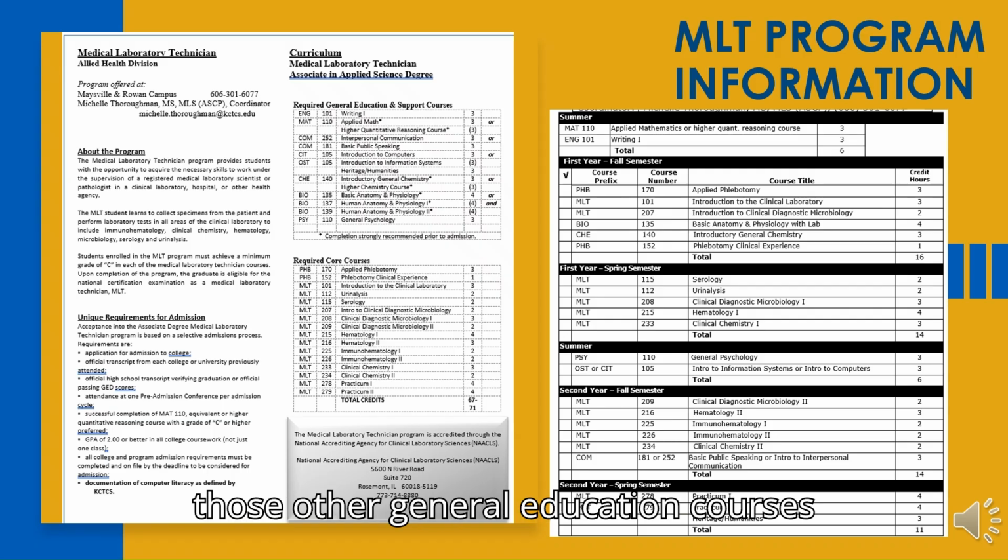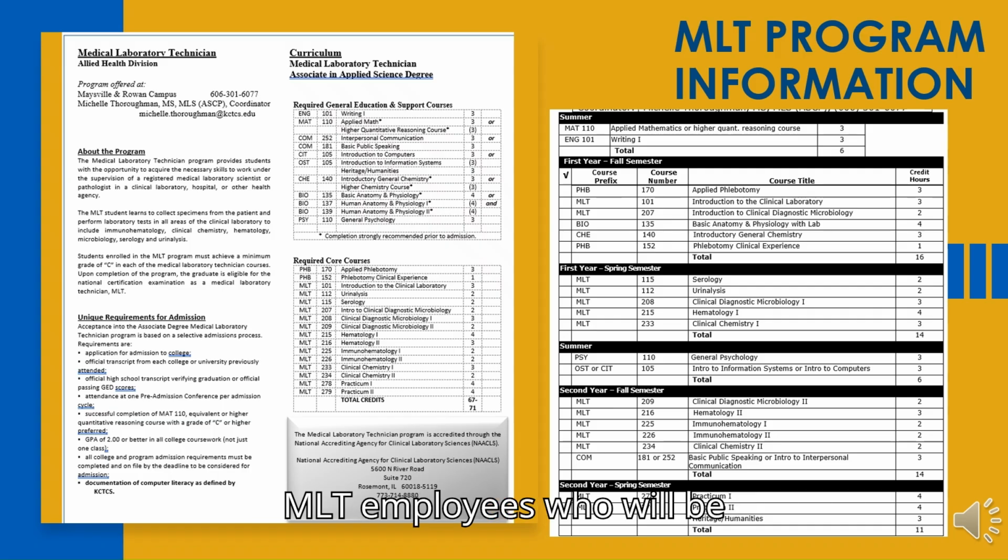So those other general education courses will need to be completed during the summer in between your first and second years, or during the spring semester of your second year when you have your MLT clinical practicums. Those clinical practicums, you will be assigned to a clinical site in a hospital laboratory where you will work side by side with MLS and MLT employees who will be training you on the ins and outs of the laboratory and its workflow.